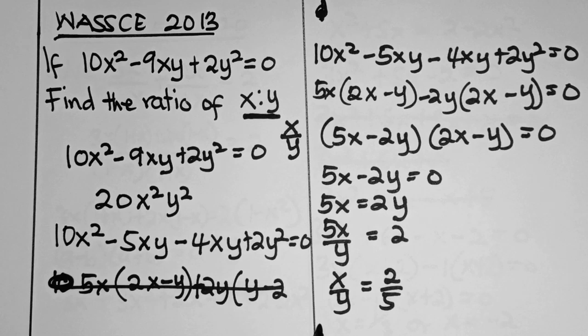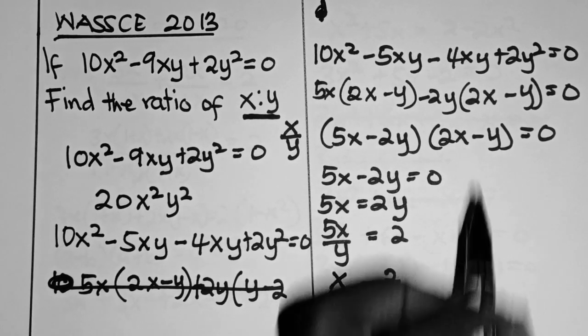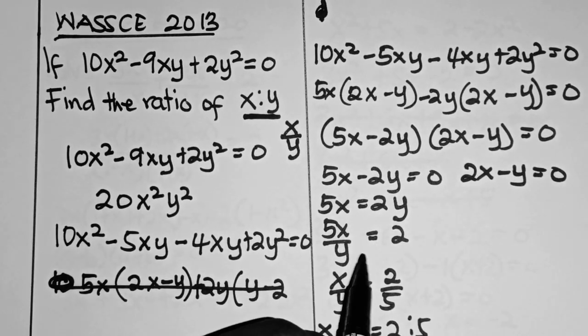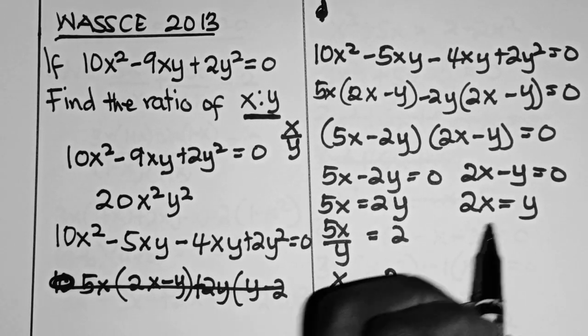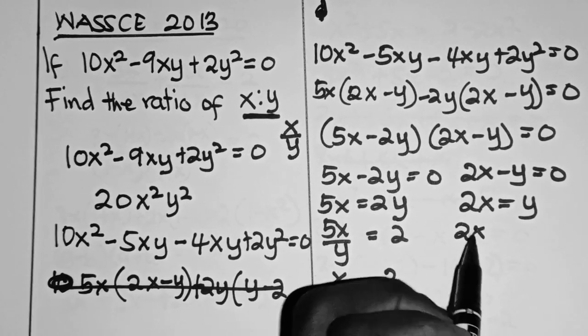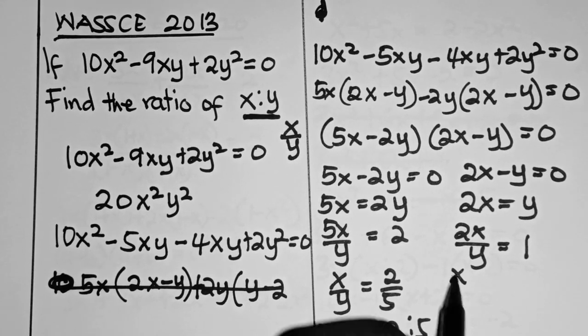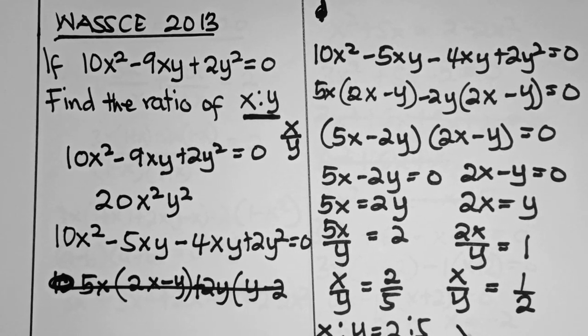So one of the answers of x is to y is equal to 2 is to 5. Now let's take this one, which is 2x minus y equals 0. So this implies that 2x is equal to y. So let's divide through by y. We have 2x divided by y is equal to 1. And let's divide by 2. So x divided by y is equal to 1 divided by 2. So the second case of x is to y is equal to 1 is to 2. So the answers are 2 is to 5 and 1 is to 2.